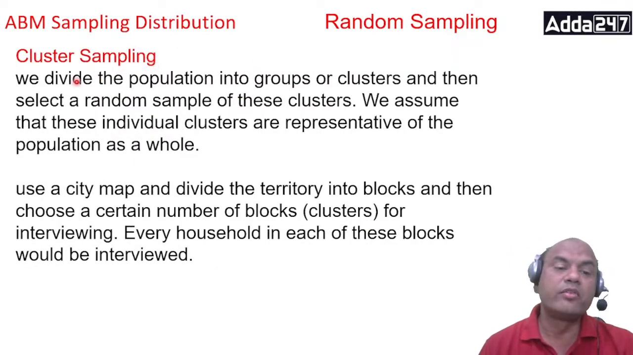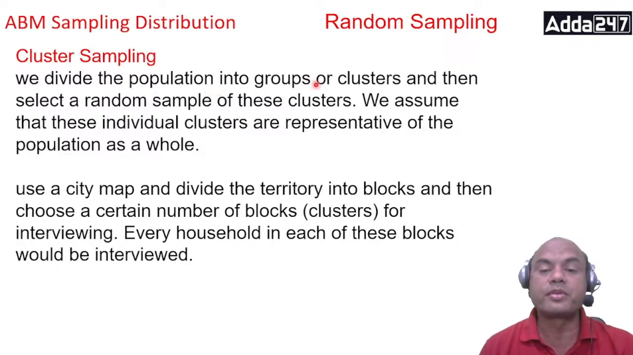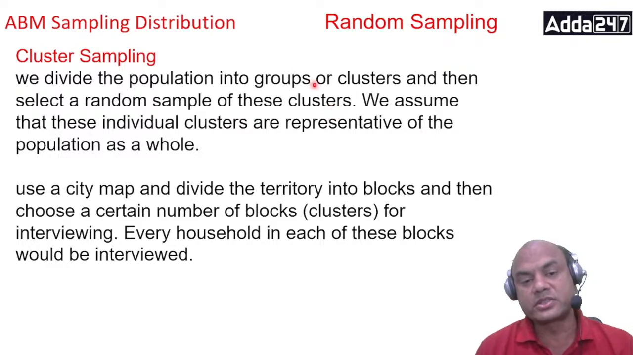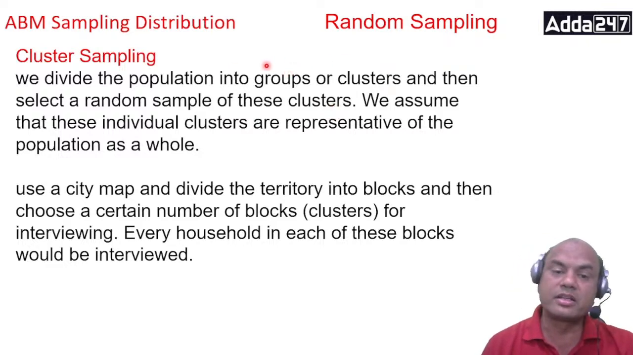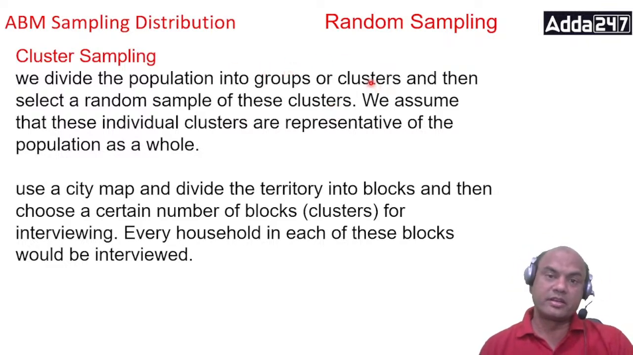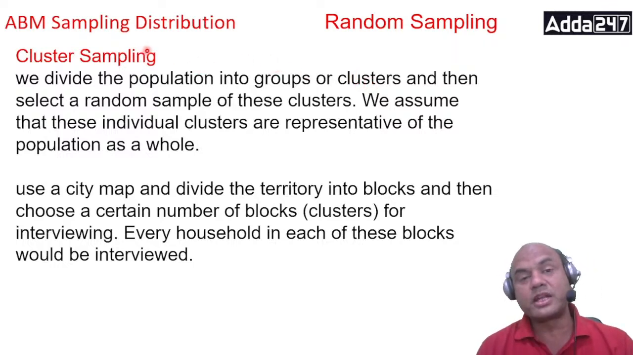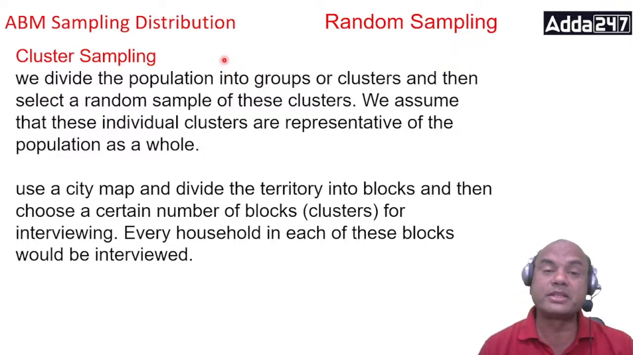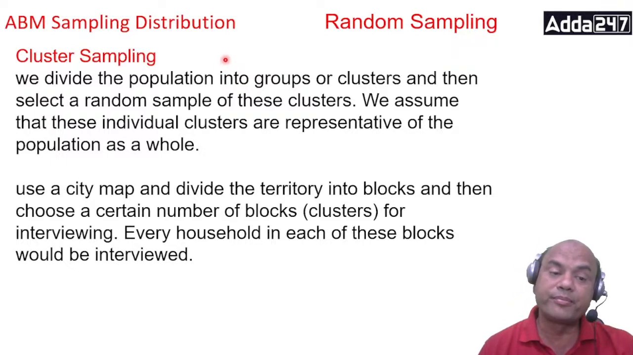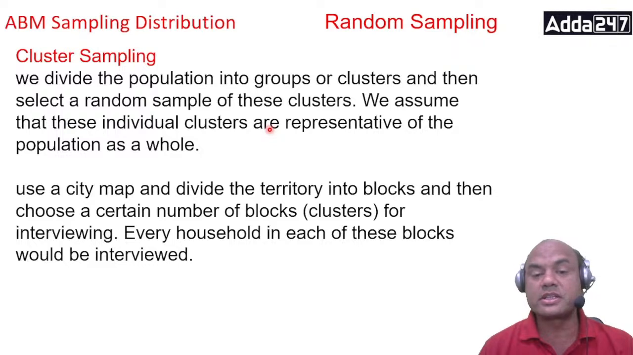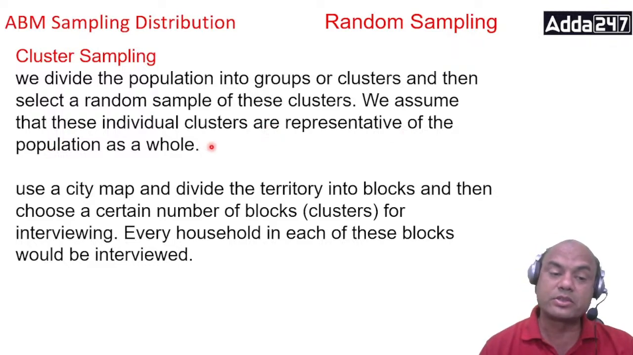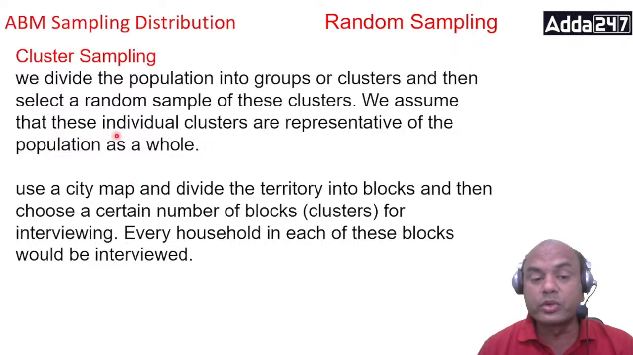Cluster. We divide the population into groups or clusters and then select a random sample of these clusters. So first we'll divide them into these groups or clusters. What did I say earlier? It is similar to that regional geography based Goa, MP, UP. We assume that these individual clusters are representative of the population as a whole. Now, how do we do this? What did I say earlier?